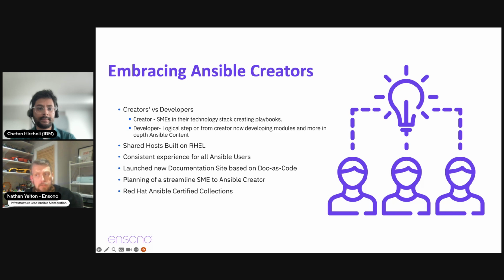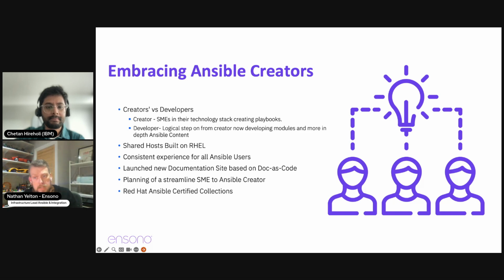So we built out some shared hosts on RHEL to give a consistent experience for all of those users. We launched a really good internal site for our documents as code, so people can find and discover the documentation that we want them to worry about. Inside Ensono, we have standards for playbooks that we'd like people to adhere to. As Cheaton alluded to, we also have custom collections and custom roles of content that we want people to use to minimize tech debt and to standardize the process for everyone out there. We were looking at a nice streamlined process for getting an SME to being an Ansible creator.